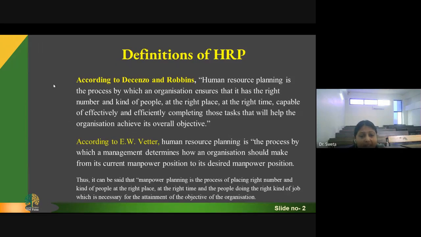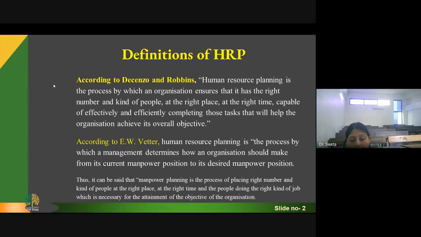So coming to the definitions of HRP, here we can see several definitions that are mentioned in the slide. Two definitions we can see. First is given by DeCenzo and Robbins, and the second definition is given by E.W. Vetter. If we talk about the conclusion of the two definitions mentioned in the slide, it can be said that manpower planning is a process of placing the right number and kind of people at the right place at the right time, and the people doing the right kind of job which is necessary for the attainment of the objective of the organization.